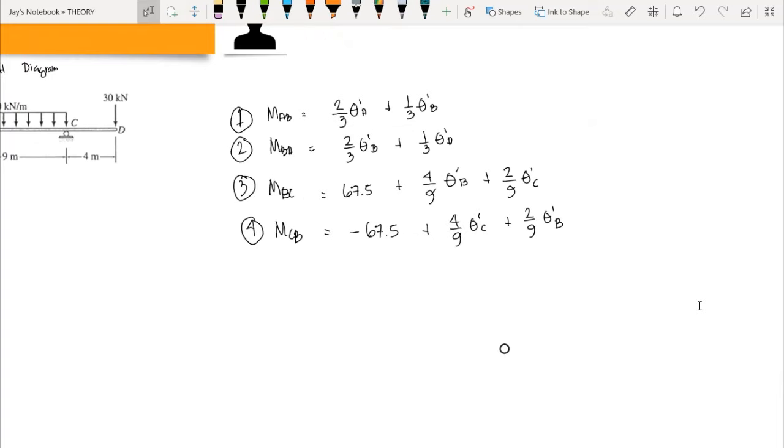So we have now these four equations that we developed using the slope deflection equation. Again, these are the equations for end member moments. However, we cannot solve for the moments MAB, MBA, MBC, MCB because we are lacking known values. We have unknown theta prime A, theta prime B, and theta prime C. And of course, we have unknown MAB, MBA, MBC, and MCB. So in total, we have 7 unknowns, but our available equations are only 4. So we will be needing additional 3 conditions.